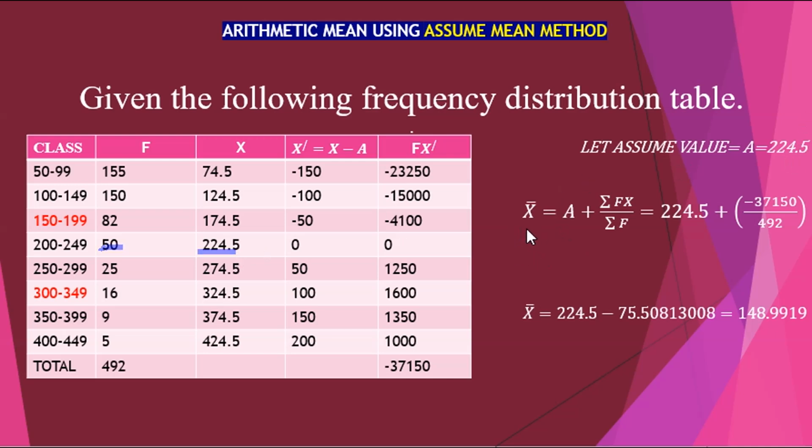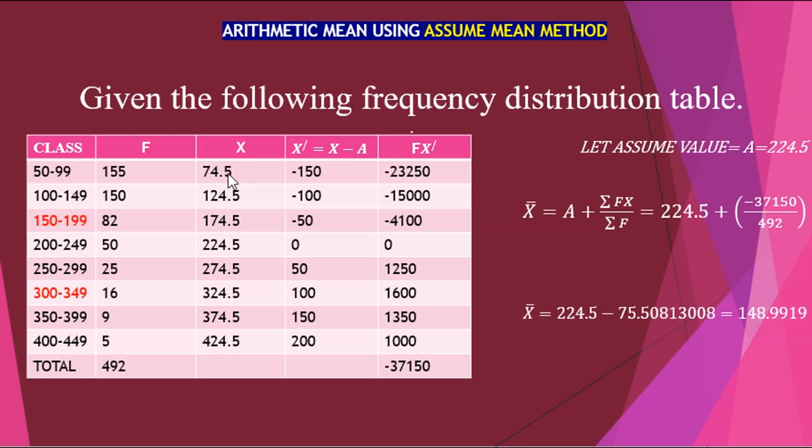Therefore, we are going to apply this formula to calculate our mean. X bar is equal to a plus summation f x prime all over summation f. Therefore, anywhere that we see a, we are going to substitute with 224.5. Before we go straight to the formula, we are going to do some mathematical manipulation. We are going to calculate the x prime. This is x, which is the midpoint value. Then our x prime is equal to x minus a, that is the assumed mean.